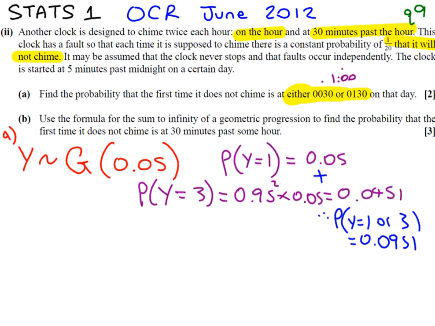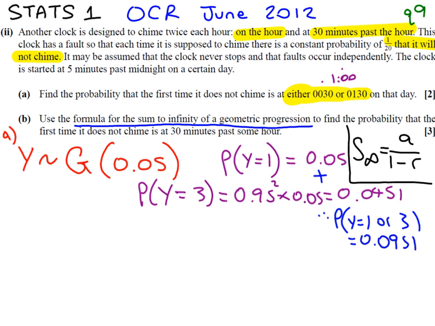Part B, and we do get a little bit complicated now. But it does give you a nice clue. It tells you what to use. The formula for the sum to infinity of a geometric progression. So straight away, get to the back of your, the front of your exam paper, your formula book, and write down the formula. Sum to infinity of geometric series equals a over 1 minus r, and that's what we'll be using.